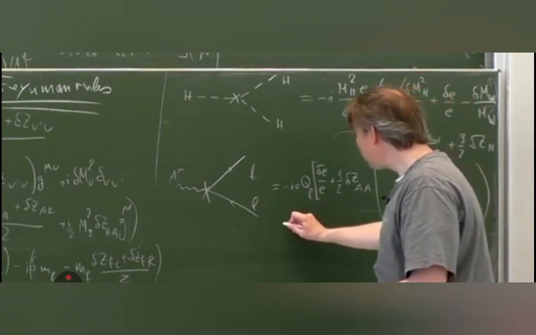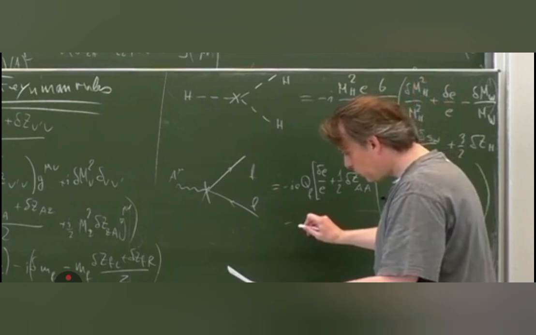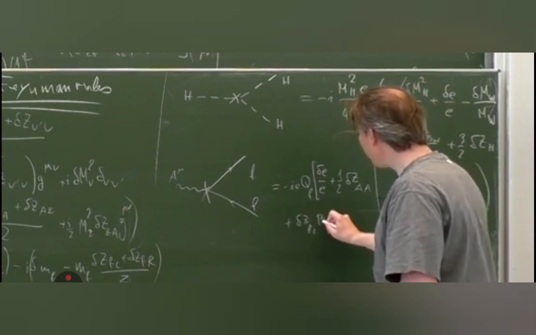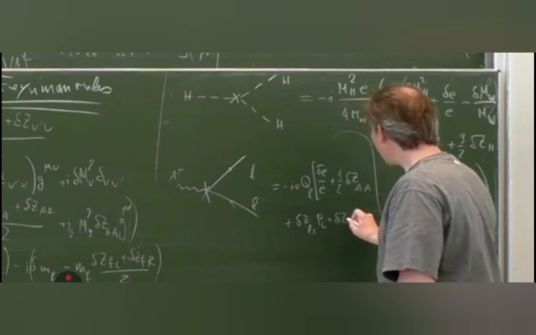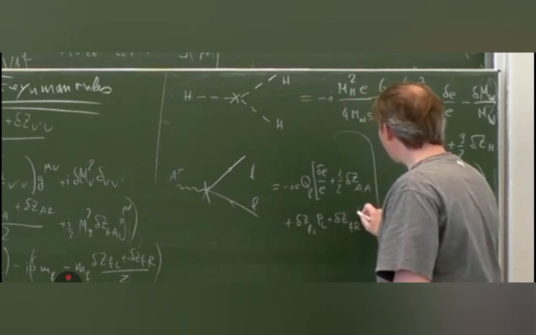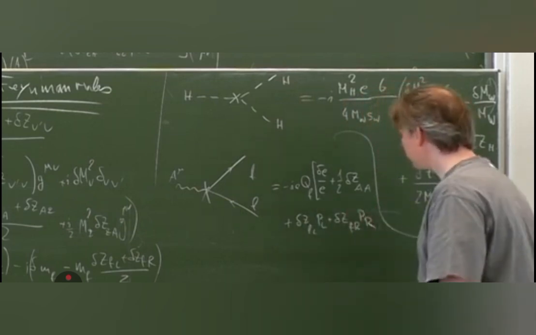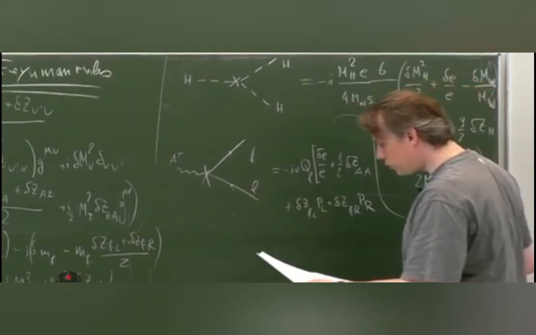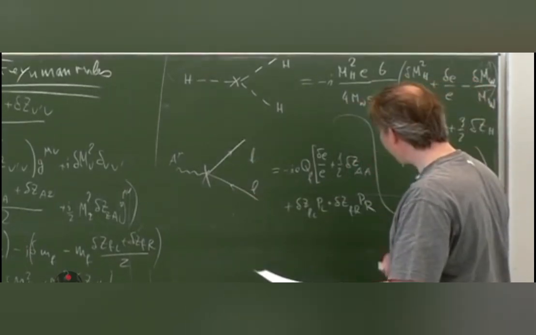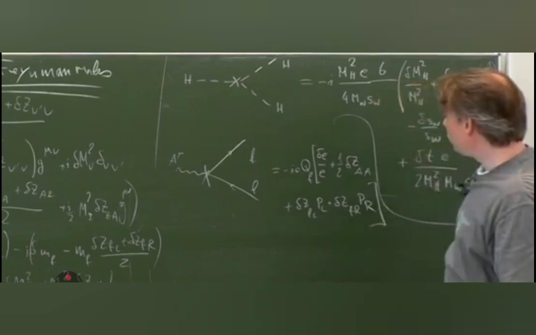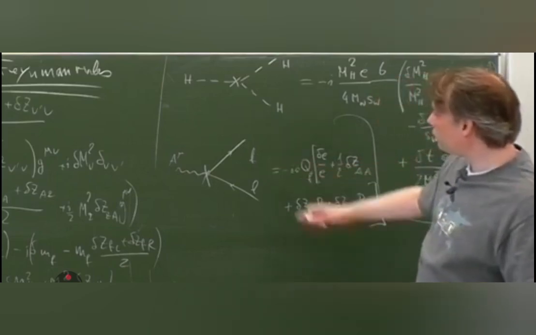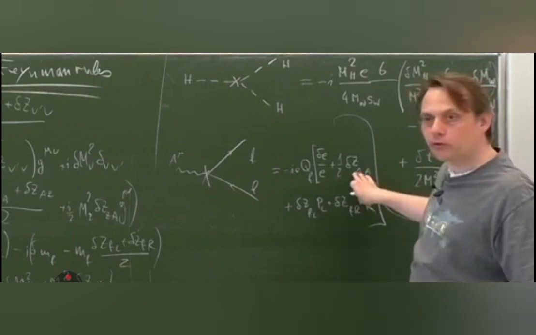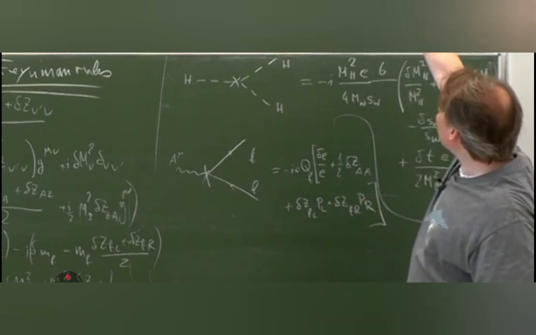So we get plus delta Z_FL times P_left plus delta Z_FR times P_right, because the left and right-handed fermion fields renormalize independently. That is the renormalization of the photon-fermion interaction, and now it goes on because the photon and Z mix.